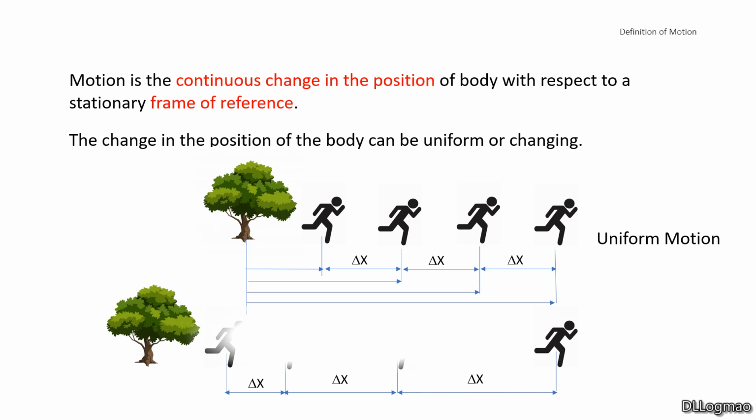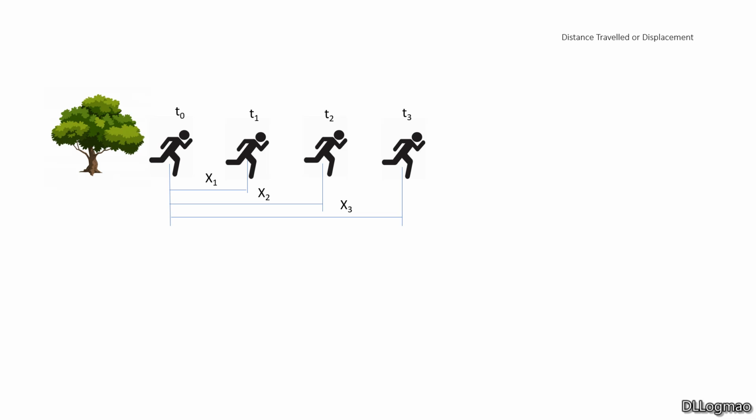The man in this figure changes position that increases as the motion progresses. This is an accelerated motion. The space between the man and the tree continuously increases.